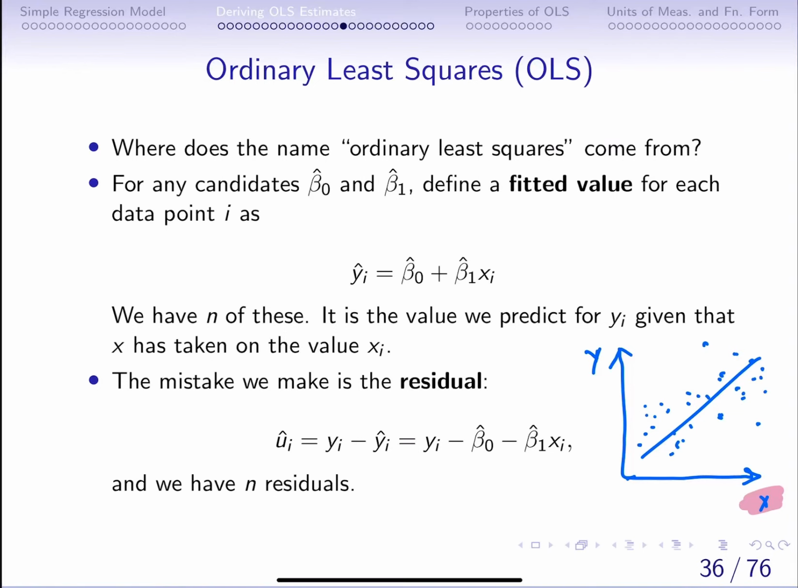So let's think about where this name ordinary least squares comes from. When we're thinking about least squares, what are we trying to minimize essentially? Think about this graph, for example, in the bottom right corner. So we have X and we have Y and we have data on it.